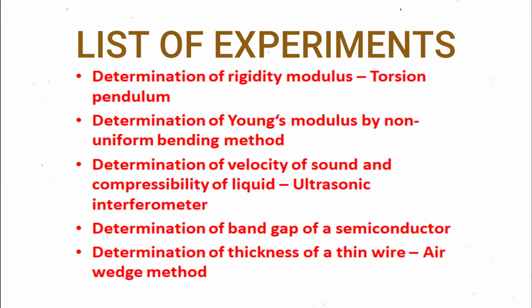In this video, we are going to discuss the laboratory session for engineering physics. In the university syllabus for physics, we have 5 experiments. First one is the Young's modulus, second one torsion pendulum, third one band gap, fourth one air wedge, and finally ultrasonic interferometer. So in this video, we will start with the torsion pendulum experiment. In the next video, we will see the Young's modulus experiment.